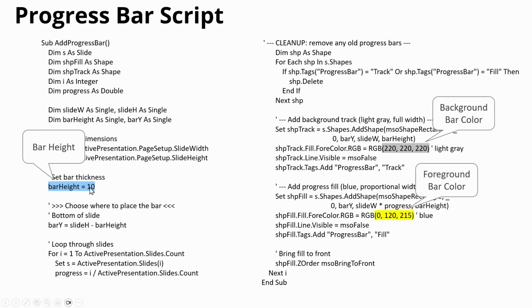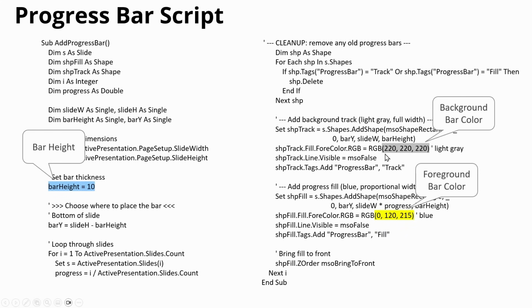One is you can edit the height of your progress bar, because a lot of times you might not have a lot of space at the bottom. So if you want to reduce this to say 5, you can do that here. Just put in 5 here before you run the script. Or if you have more space, you want your progress bar to be prominent, you can increase this.